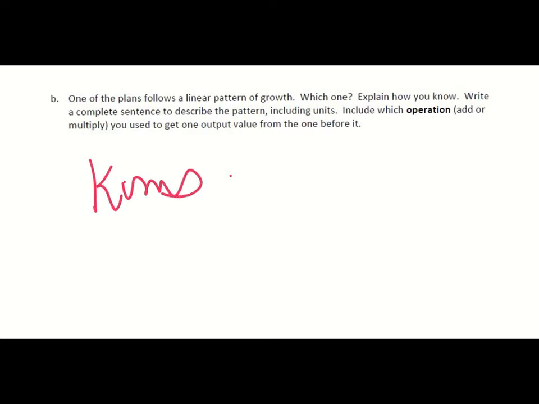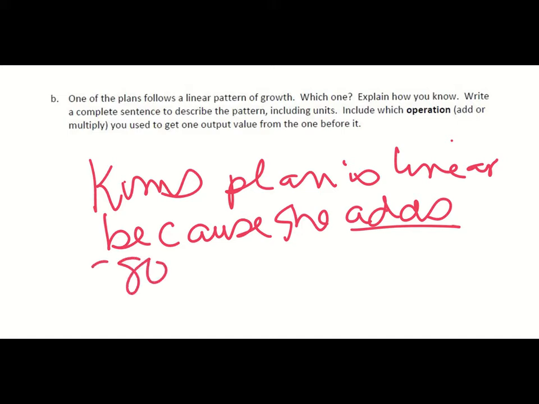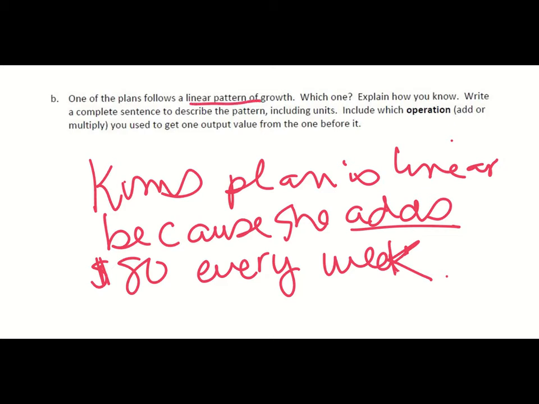So Kim's plan is linear because she adds $80 every week. So for a linear pattern, you're basically adding the same thing every week. You have a constant amount that you're adding every week.